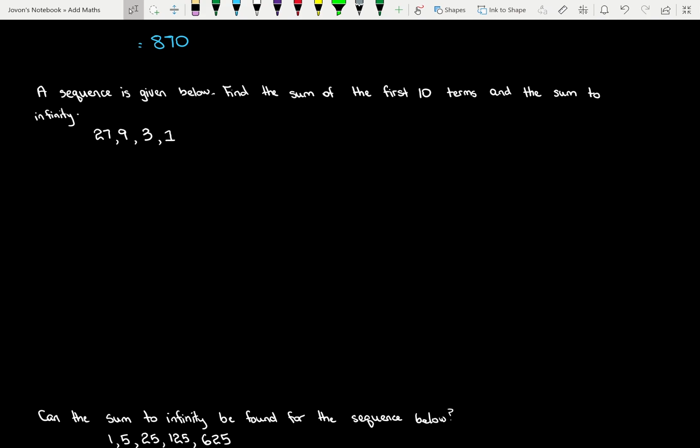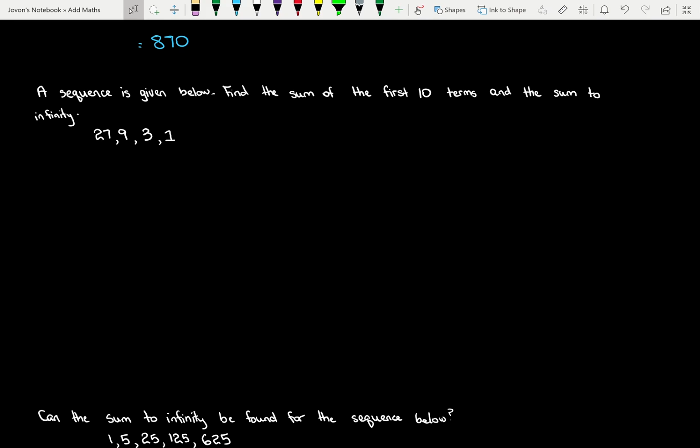A sequence is given below. Find the sum of the first 10 terms and the sum to infinity. Now, they didn't tell us whether it's an AP or a GP, okay? But just by looking at it, and from the question, they asked us to find the sum to infinity. Remember that we didn't learn a formula for the sum to infinity of an AP because it doesn't exist, okay? So we're clearly dealing with a GP here, which is a geometric progression, which has a common ratio.